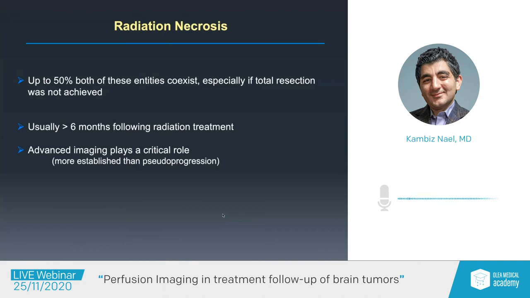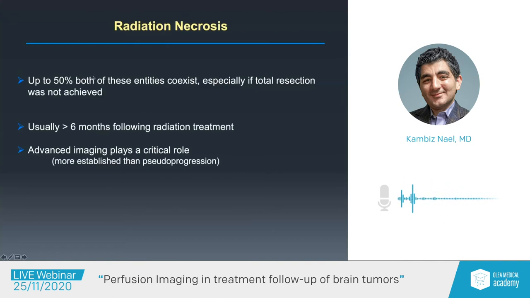They're not completely exclusive. So you almost always have a component of each, but really, our job is to find out what is the dominant component. In terms of radiation necrosis, it usually occurs later than pseudo-progression, within 6 to 12 months from the initiation of treatment. And advanced imaging plays a critical role.